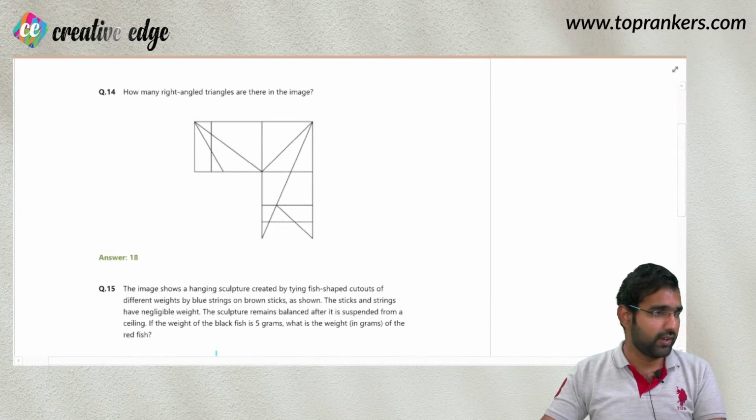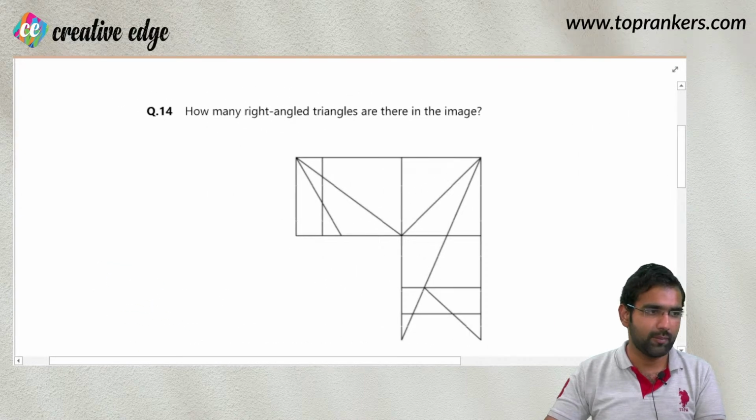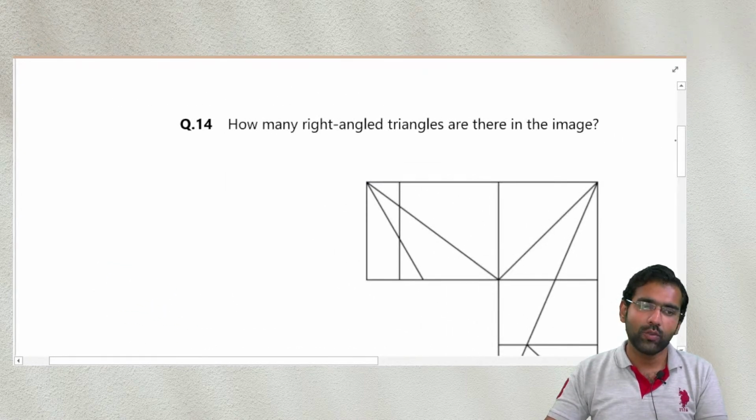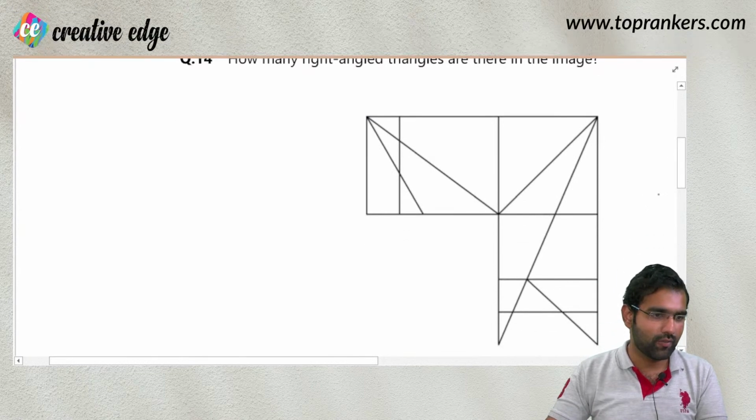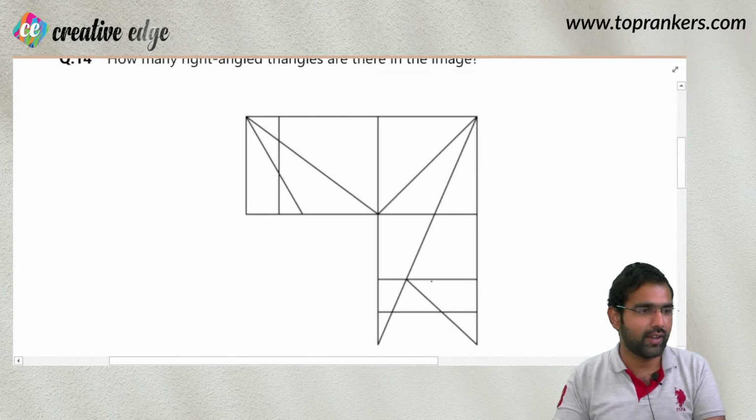This question was a very interesting question, and as I have already told you many times, do not invest a lot of time in solving these kinds of questions, because while calculating the number of triangles, you will always commit an error. And I have always told you to have a systematic approach, an organized approach.